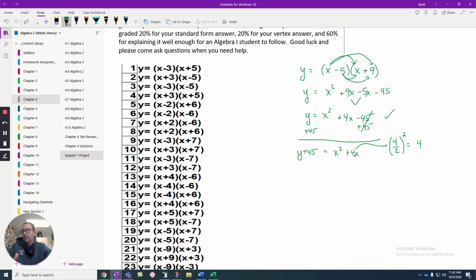It's not always going to be the same number that you see here. If it was a 6 right here in the middle, I'd use a 9 because half of 6 is 3 and 3 squared is 9. In this case, it turns out to just be a 4. For me to add that 4 to the right side, which is what I really need, I'm going to also have to add it here on the left side. So now I have y plus 49 equals.